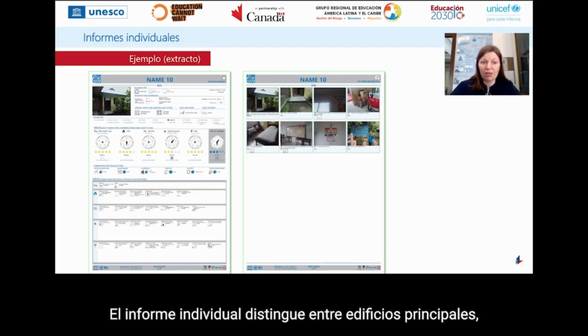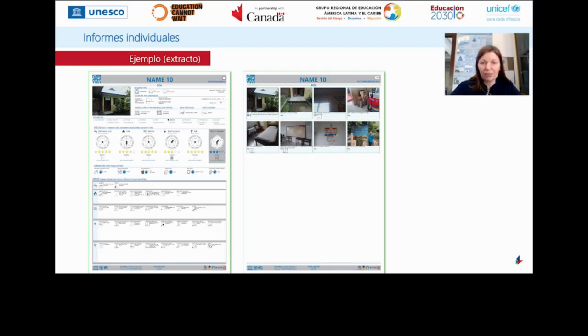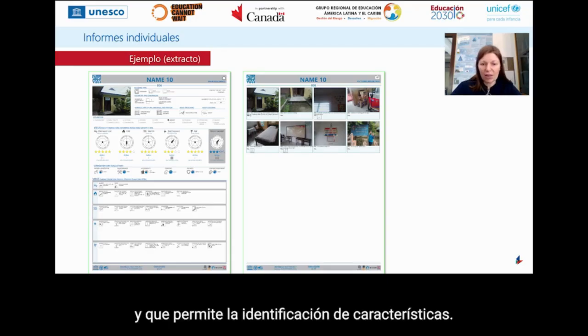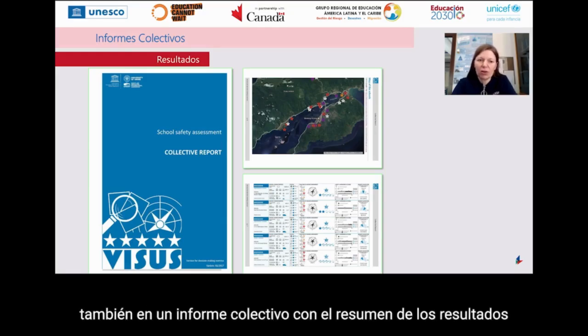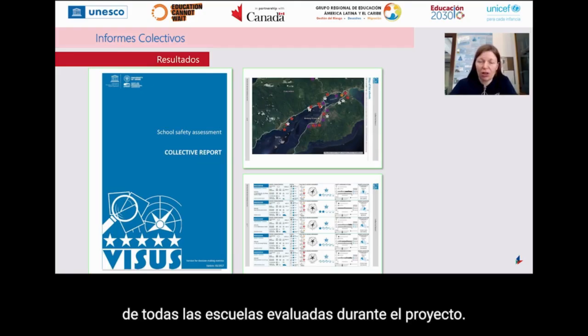The individual report distinguishes between main buildings, that was the previous example, and ancillary buildings, and allows for the identification of the characteristics. As I anticipated previously, the VISUS outcomes consist also in a collective report with a summary of the outcomes for all the schools assessed during the project.